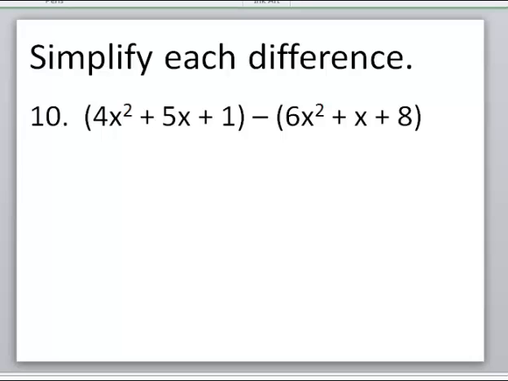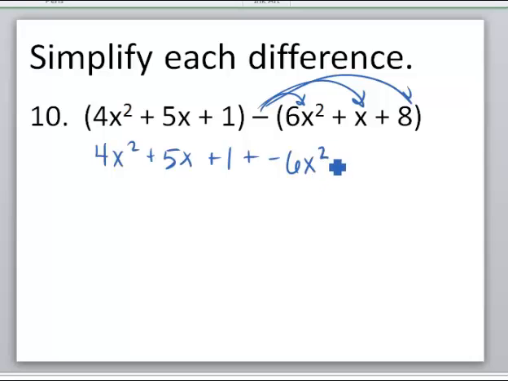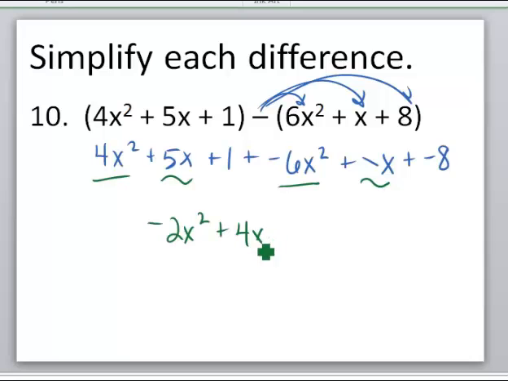Let's do 2 more of these. This next one, I'm distributing a negative through. So I've got 4x squared plus 5x plus 1. And then I'm distributing a negative through, so I've got a negative 6x squared, a negative x, and a negative 8. So when I add my like terms, I get a negative 2x squared, 5x and negative x is positive 4x, and then a 1 and a negative 8 is a negative 7.